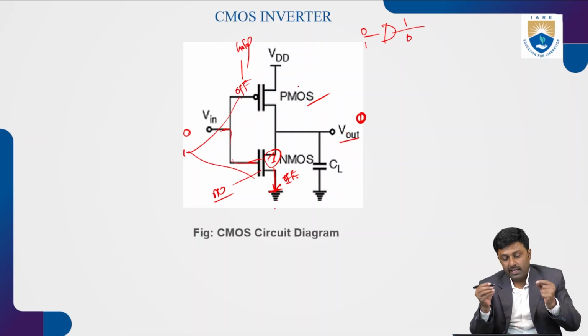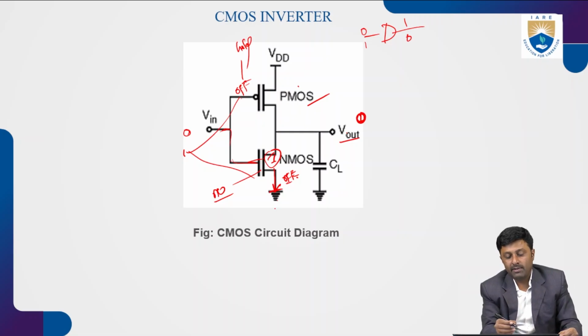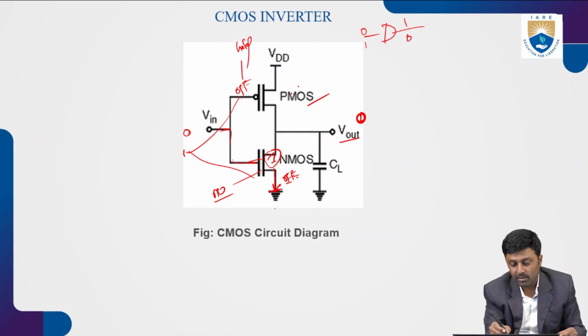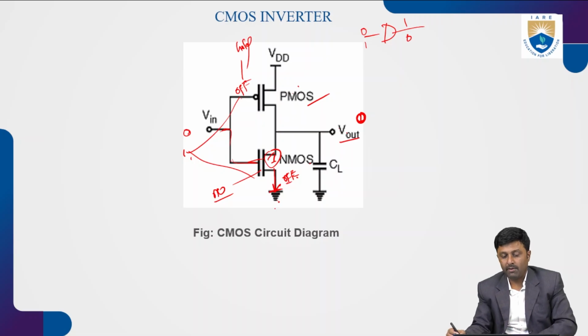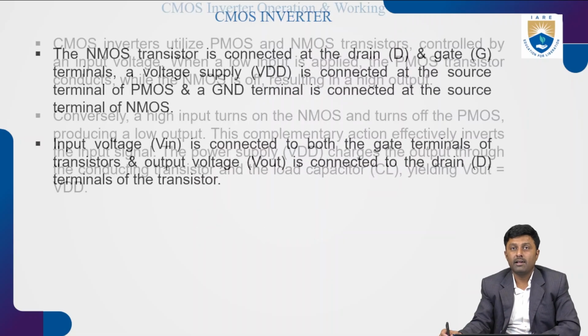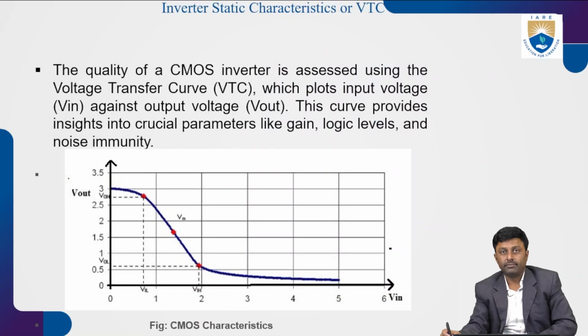So in these two cases, we have learned that if the input is 0, PMOS is on and NMOS is off. Since PMOS is on, the current is flowing and we get the output 1. Whereas in the second case, even if the NMOS is on, it is connected to the ground, so the current will be drained off. So this is the working of the CMOS inverter.